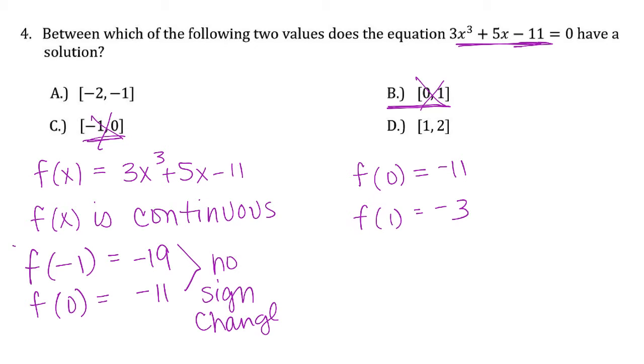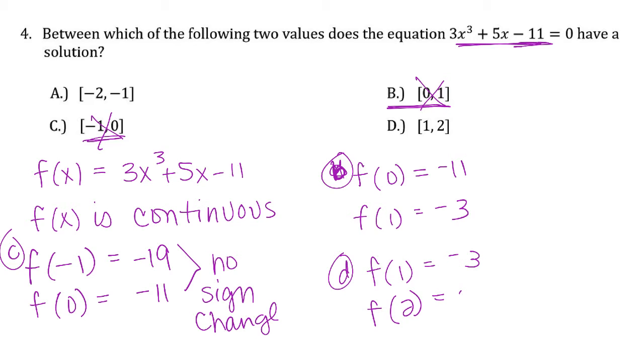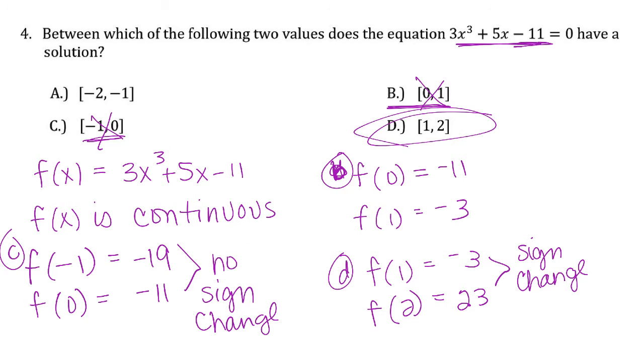So let's keep up with where our answers were. That was C, that was B, sorry. All right, so D. So again, I know what f at 1 is. F at 1 was -3. Now let's find f at 2, and that's going to be 23. So yay, I have a sign change. So I know there has to be a y value of 0 between a positive and negative. So that's going to be answer choice D.